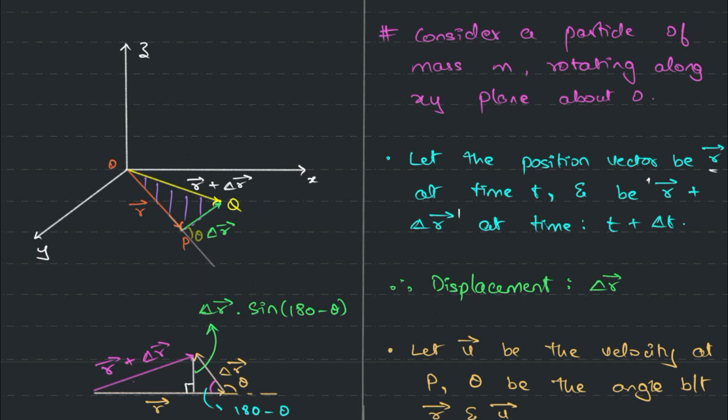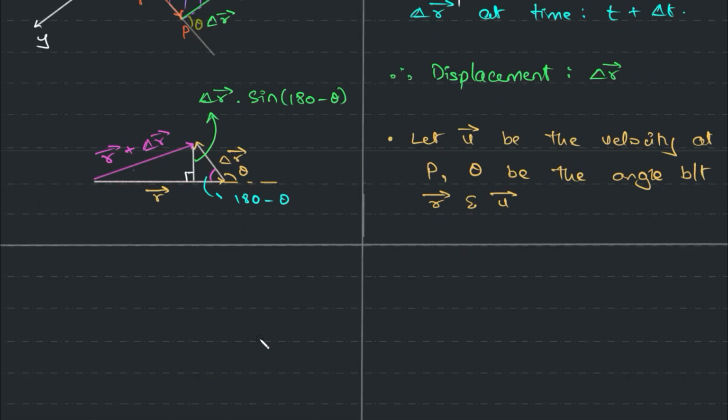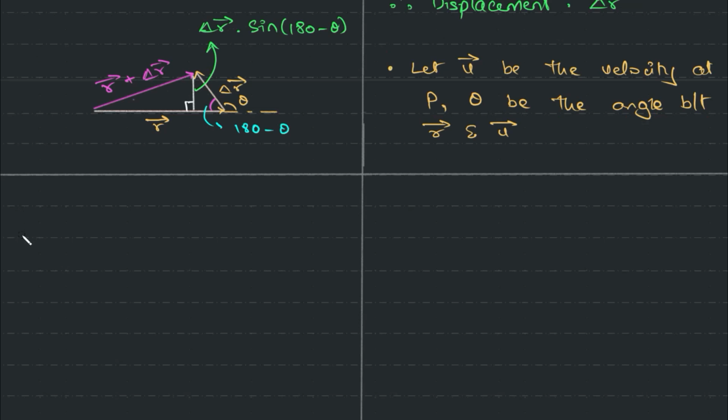The diagram is important. Take a second, have a look. Now, I can figure out, therefore, the area swept by R is equal to a half into base into delta R.